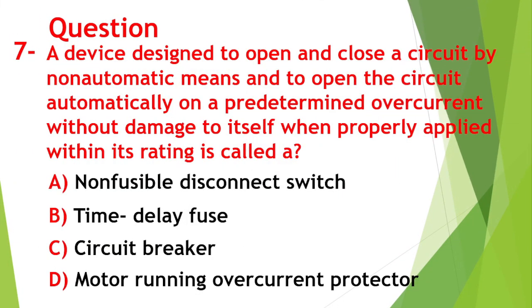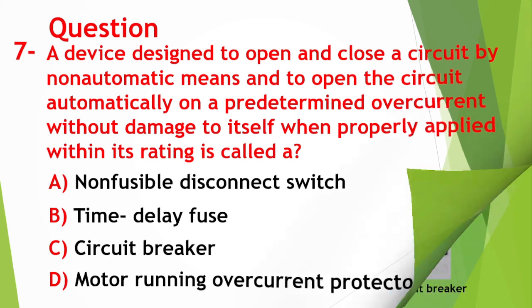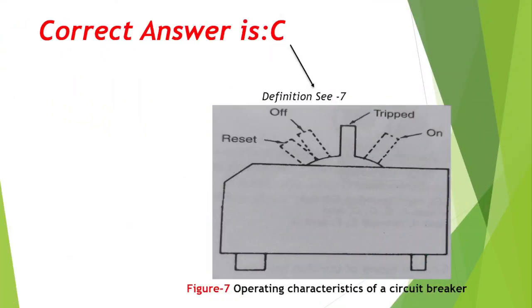Question number 7. A device designed to open and close a circuit by non-automatic means and to open the circuit automatically on a predetermined overcurrent without damage to itself when properly applied within its rating is called A. Non-fusible disconnect switch. B. Time delay fuse. C. Circuit breaker. D. Motor running overcurrent protector. Correct answer is C. See the figure.